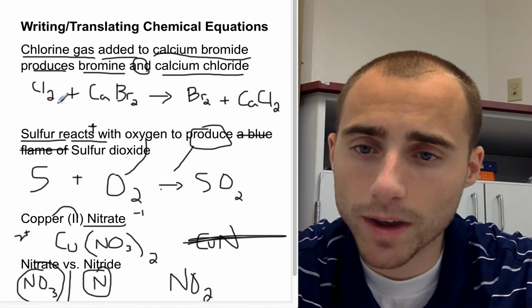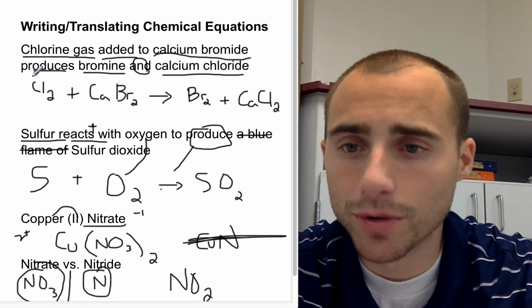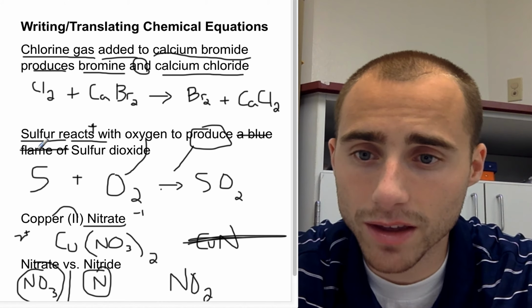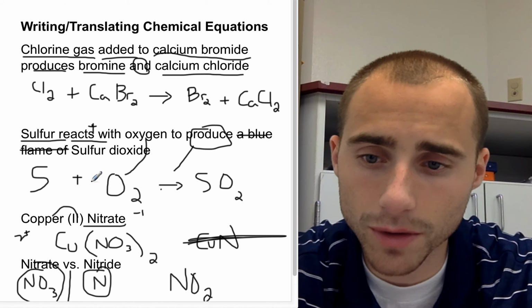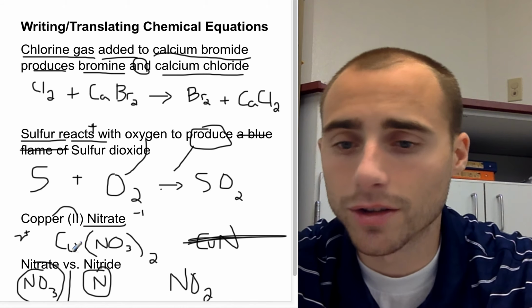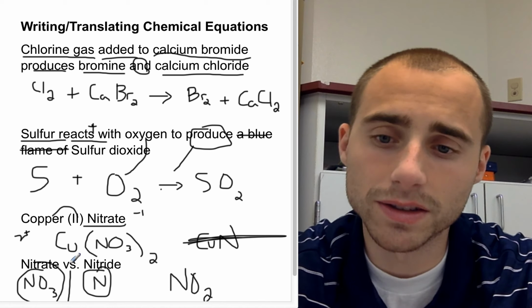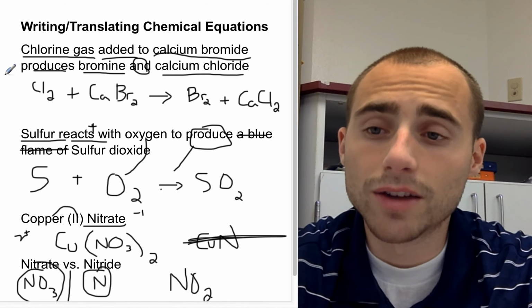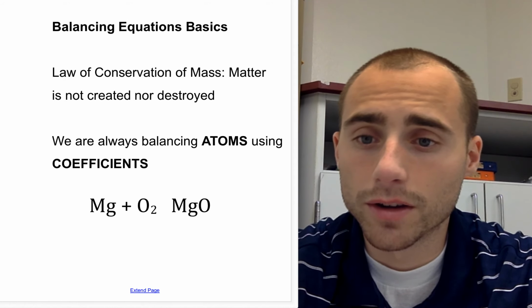So this is just a quick recap on translating equations. What I would do is go back and make sure that I have this and all of this written down so you can compare. This is nitrate, this is nitride. Copper 2 nitrate, it's going to look like this because that 2 represents a 2 plus. Nitrate looks like this, etc., etc. So that's a pretty good start for us.